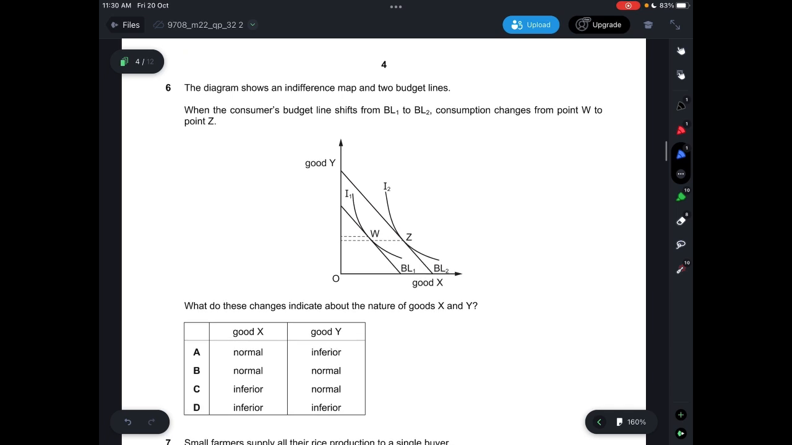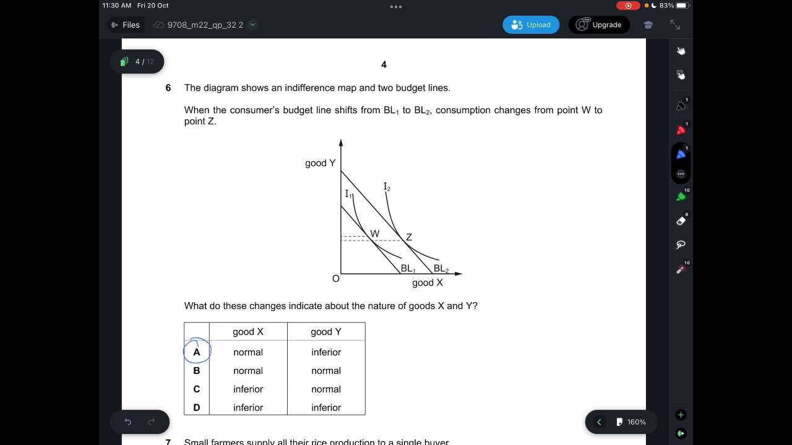Question 6, the diagram shows an indifference map and two budget lines. When the consumer's budget line shifts from BL1 to BL2, consumption changes from point W to point Z. And what do these changes indicate about the nature of the goods X and Y? Okay, so your budget line shifts outwards, meaning that you have an increase in income. And then you realize that there is a decrease in the quantity purchased of good Y, but there's an increase in the quantity purchased of good X. This tells you that when there's an increase in your income, you'll buy less of good Y, and then you'll buy more of good X, which means that good X is a normal good, and good Y is an inferior good. Therefore, answer is A.